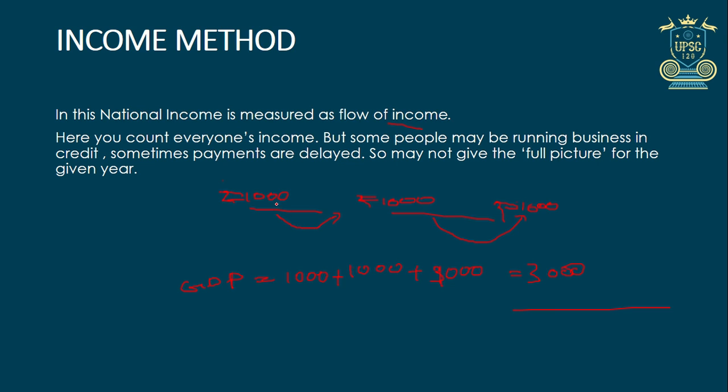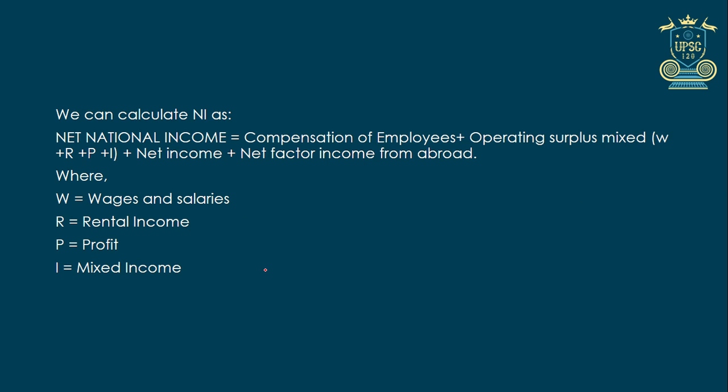So by calculating the income of the broker, that is commission, we added the income of the company, then the income of the person, the employee who is working, let's take the clerk. So by calculating the income of the individuals, we are able to calculate the national income. So that is the income method. Now again here is the formula. You don't need to worry about the formula, because UPSC has not asked questions based on the formula.